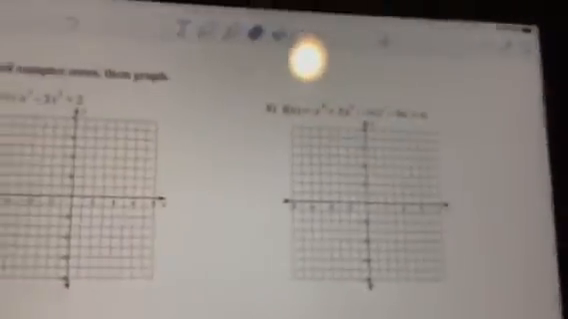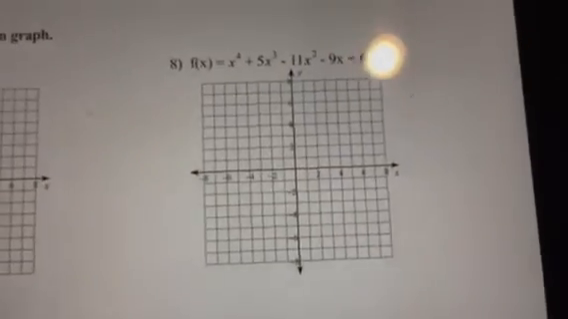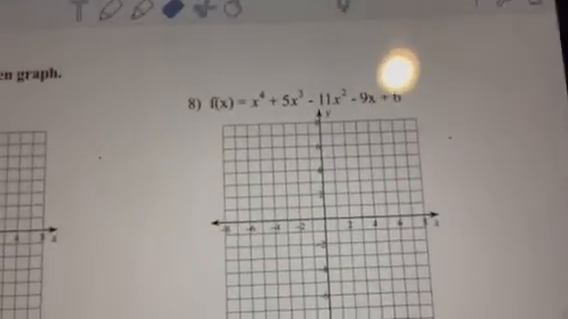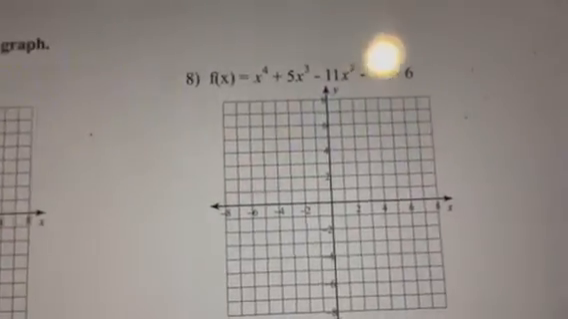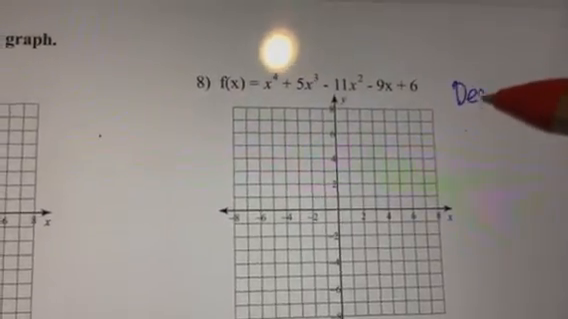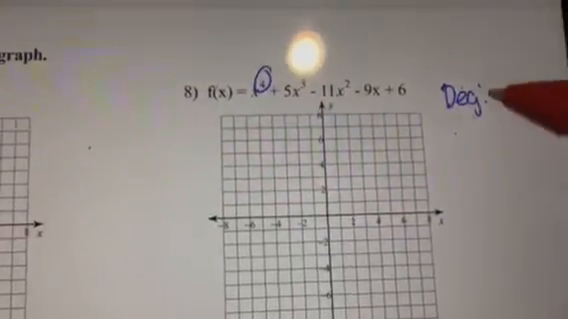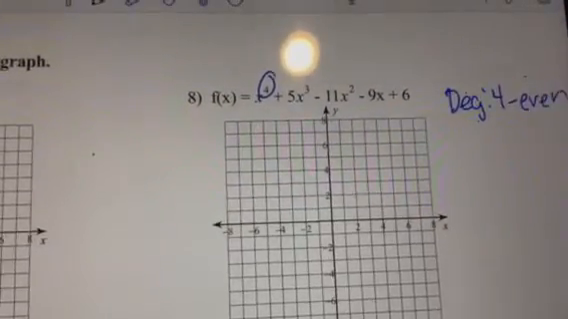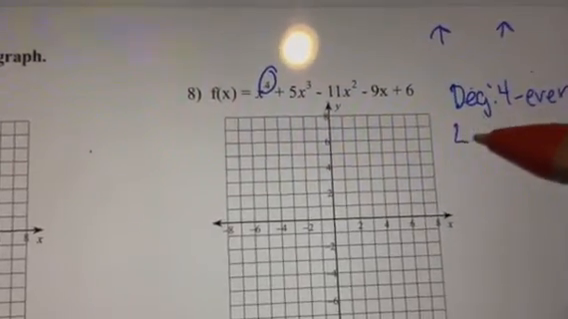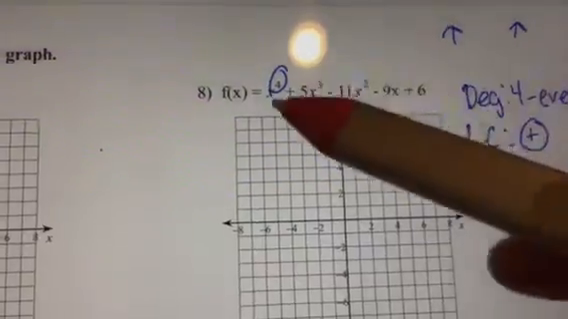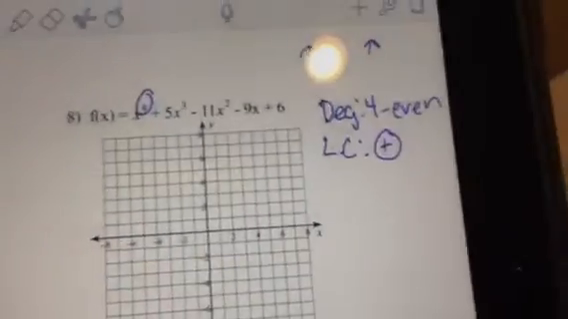All right, so now I'm going to do question number 8 from your note sheet yesterday. Remember what I was highlighting to you guys is that you want to always identify 4 things. The first thing is the degree. The degree of this one is 4 because the highest degree term here is 4. That means that it's an even degree, and what we can expect with an even degree is our end behavior is either going to be both up or both down. Since our leading coefficient is positive, a positive x to the 4th, we're going to expect our end behavior to be both up.